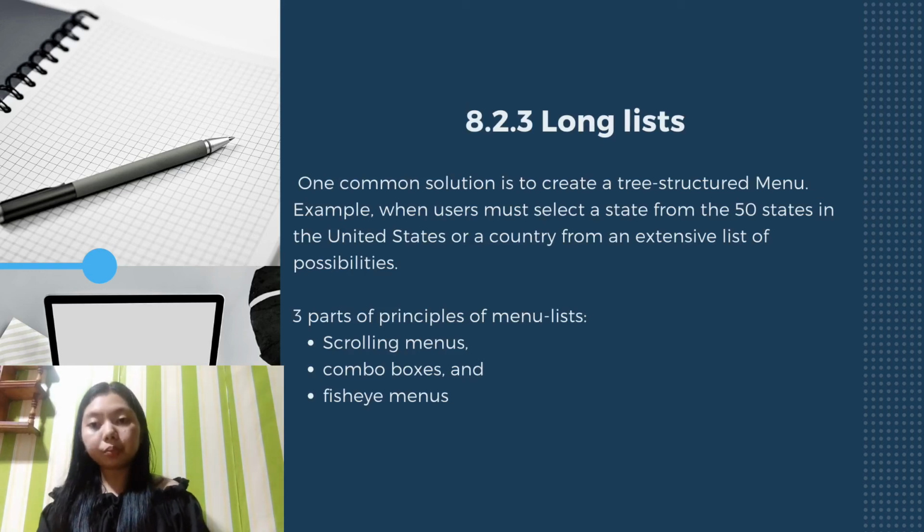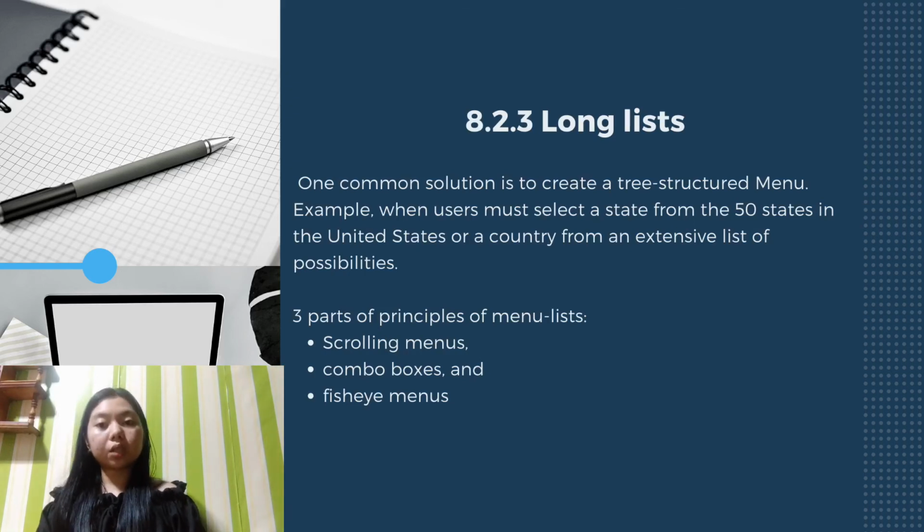For example, when users must select a state from the 50 states in the United States or a country from an extensive list of possibilities. Typical lists are alphabetically ordered, but categorical lists may be useful. The principles of menu list sequencing apply in section 8.4.2.